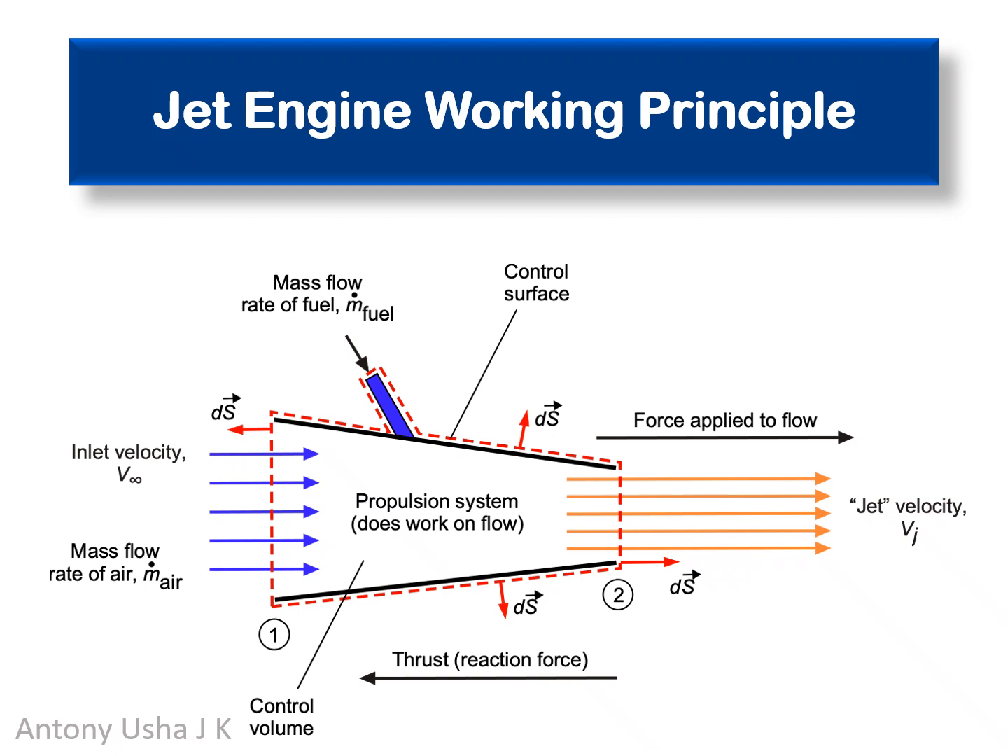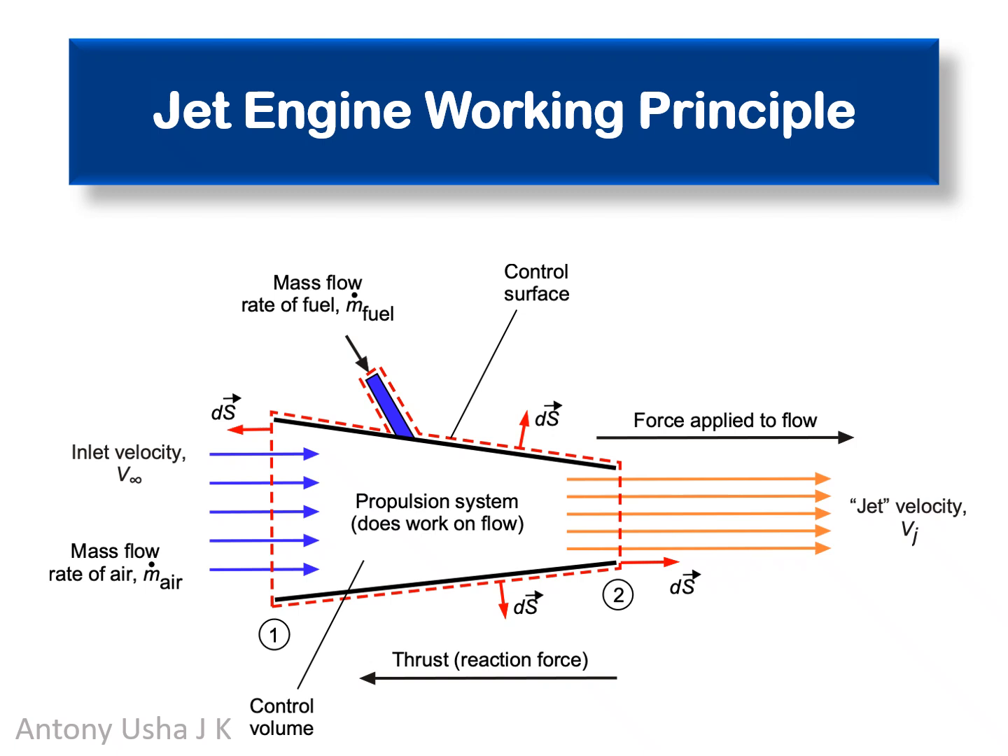Fuel is then injected into the engine and combusted. The combustion process adds significant energy to the air, increasing its temperature and pressure. As a result, air is expelled at a much higher speed, labeled as Vj, or jet velocity, indicated on the right side by orange arrows. The difference between the inlet velocity and the jet velocity creates a net change in momentum. This change in momentum produces a reaction force, which we perceive as thrust, pushing the aircraft forward.